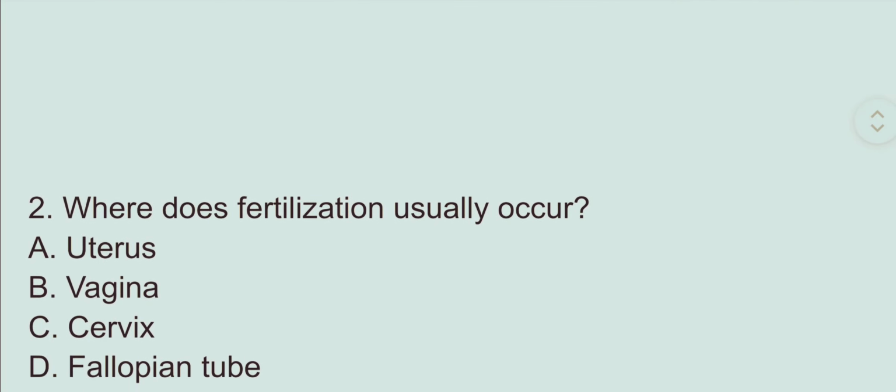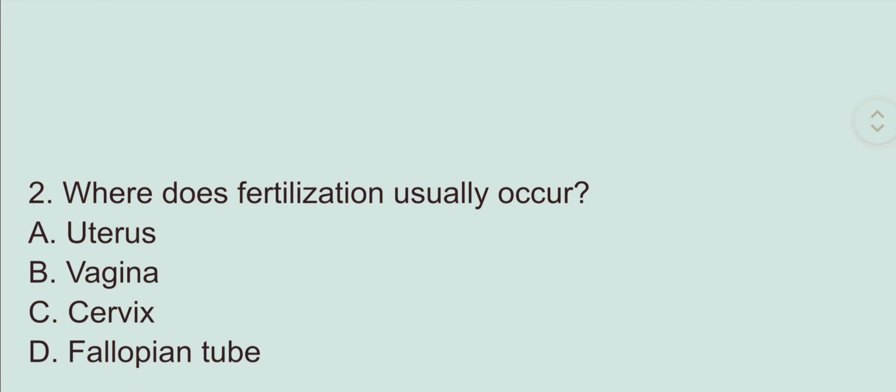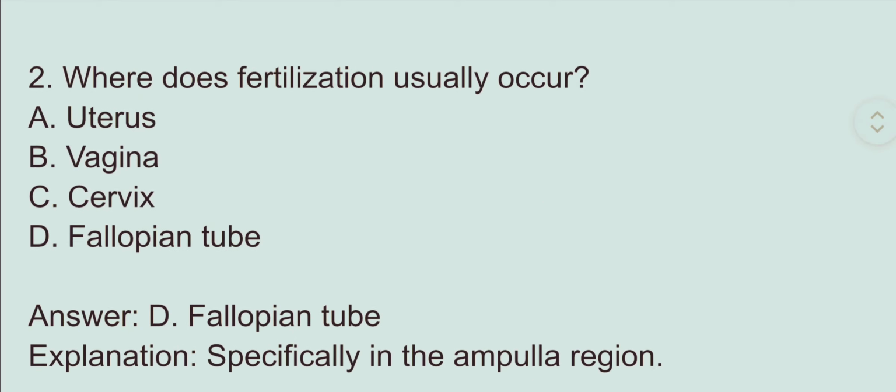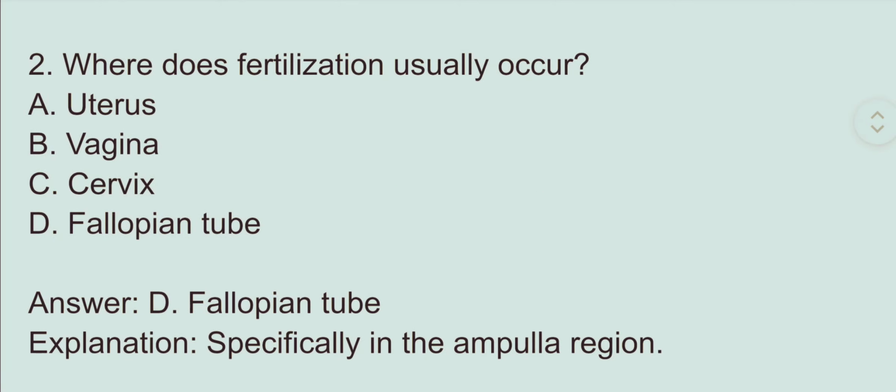Question number 2. Where does fertilization usually occur? The fertilization usually occurs in option D, fallopian tube. In the fallopian tube, especially in the ampulla region.